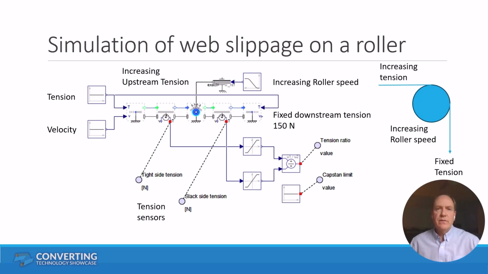In Maplesoft's web handling library, this is an example of a virtual experiment where we have a roller that has a fixed tension downstream pulling on the web. And in the experiment, the speed of this roller can be controlled so that it increases during the experiment. So it goes faster and faster. And what we're looking for is measuring the tension upstream, which is going to be increasing, versus downstream with the fixed tension. And at some point, that ratio of tensions will exceed that capstan limit, and the web will be in full slip.